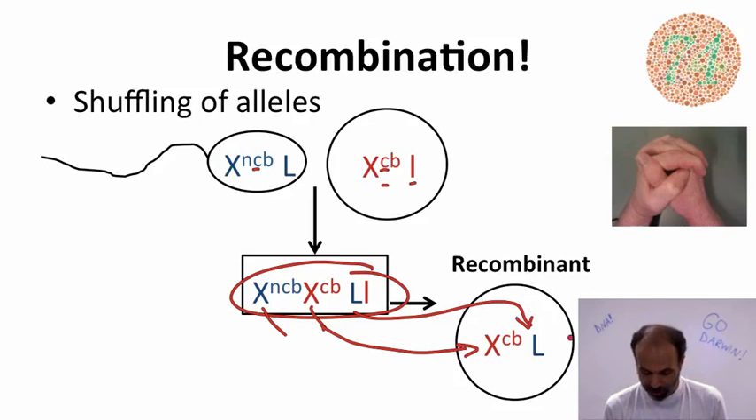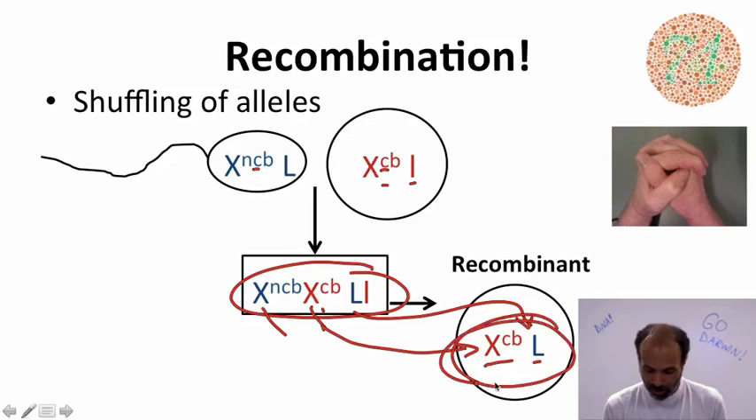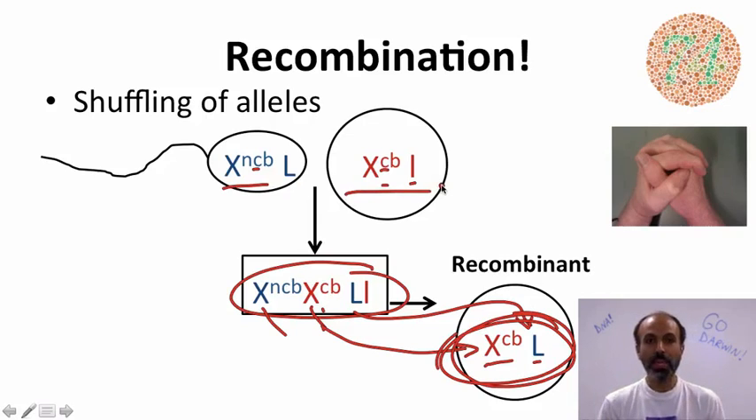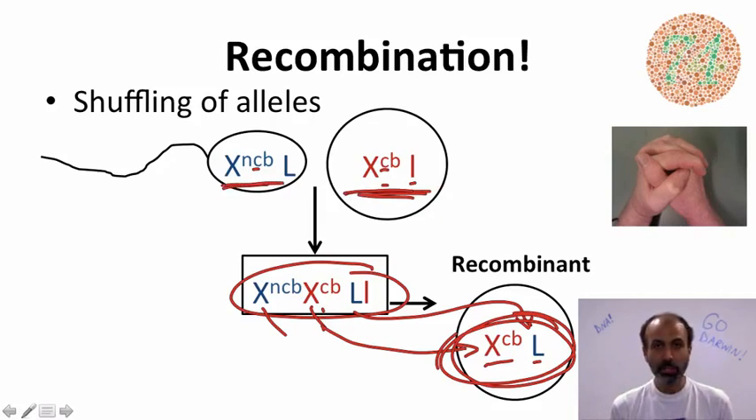Note this combination is found in this egg, the XCB and the L. The XCB actually came from this individual's mom. The L came from this individual's dad. So we actually have a new combination. This is a combination that was not one of the forms that made the person, right? This was not something found in the parental sperm or egg, but it is a new combination. That is why this is called recombinant, right? Because we do not see anybody up here who's XCB and capital L.